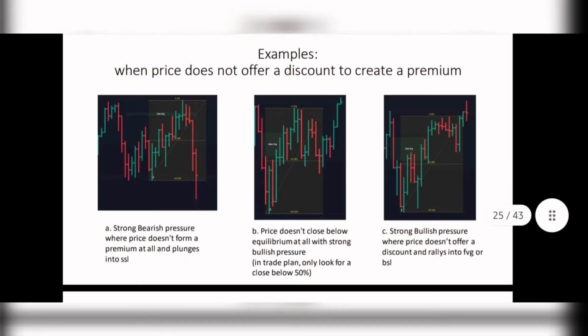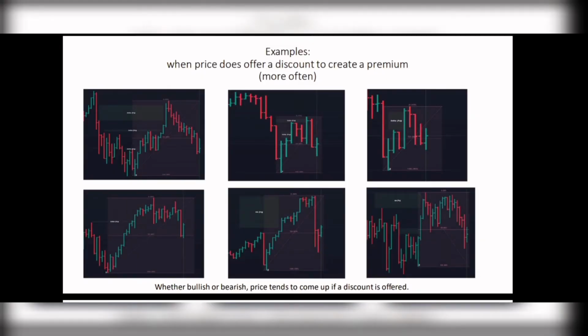So in this slide, I have examples of when price is not offered a discount to create a premium. But what happens more often than not, as you can see from my own backtesting, is that price is offered the discount and comes up from the 50% mark, regardless of if we are in a bullish or a bearish market.